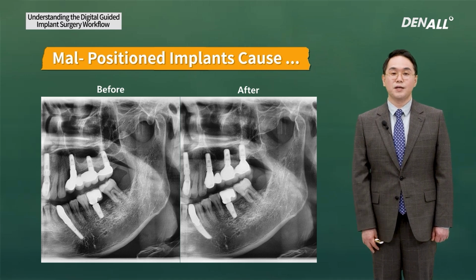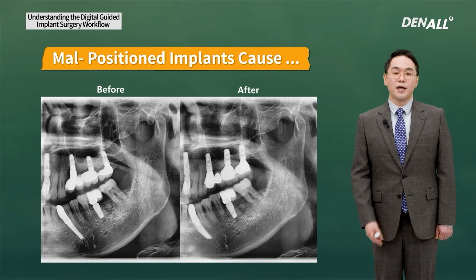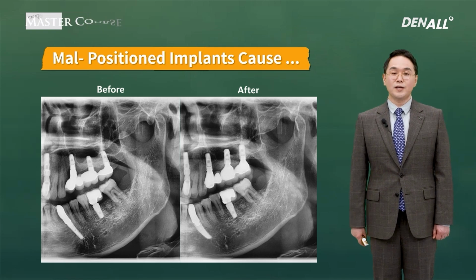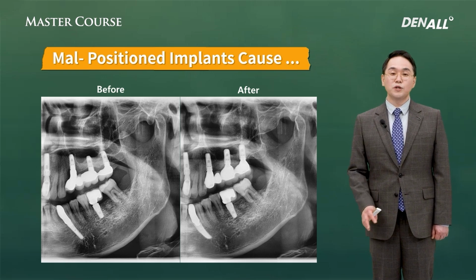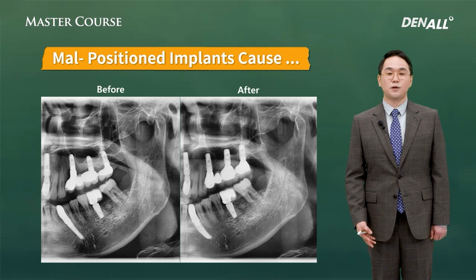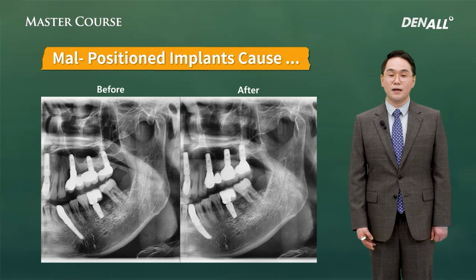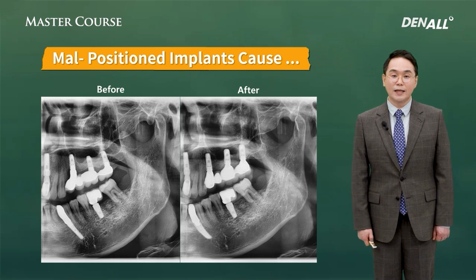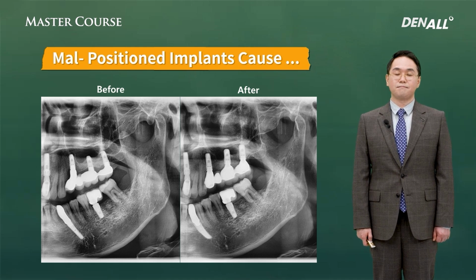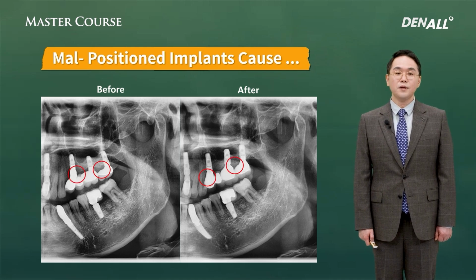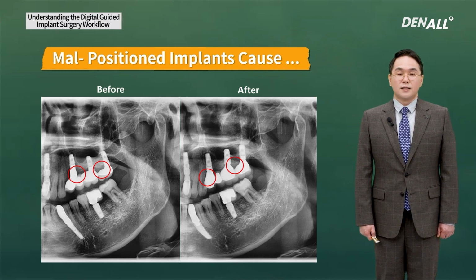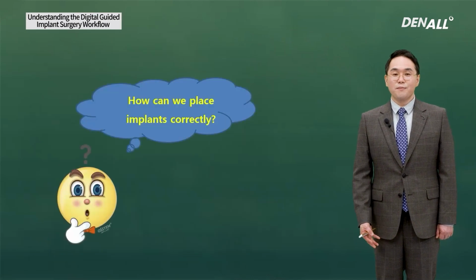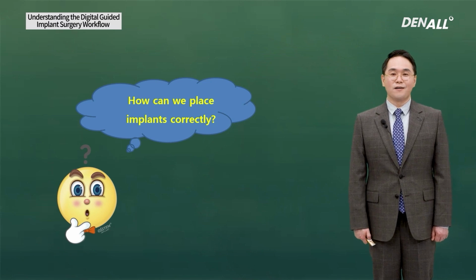If you place them in ideal position and in ideal placement depth, the emergence profile would become very good, and the patient can maintain oral hygiene very well, and the shape of the prosthesis can be made for favorable oral hygiene maintenance. So the case was successfully treated. Like this, how can we place implants properly?